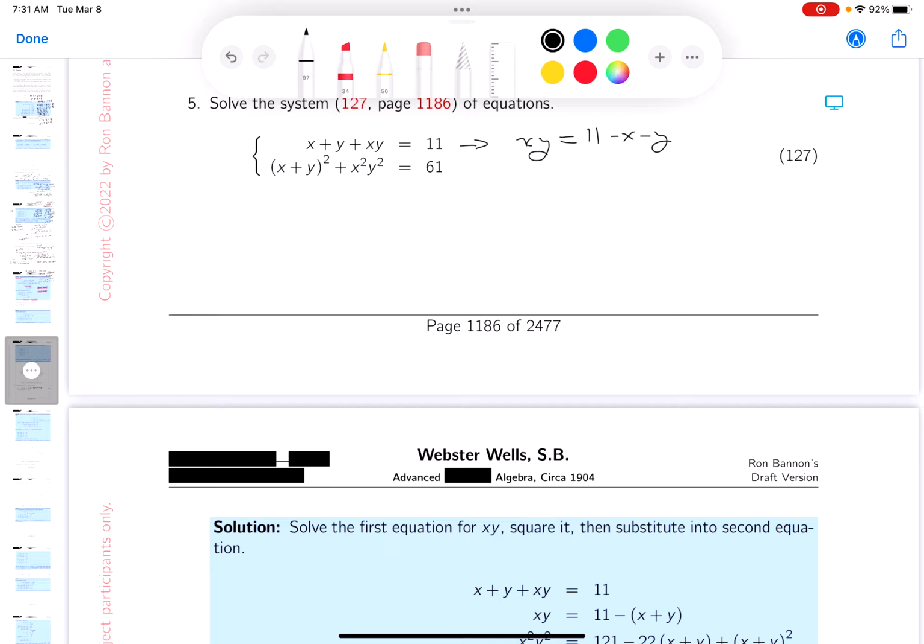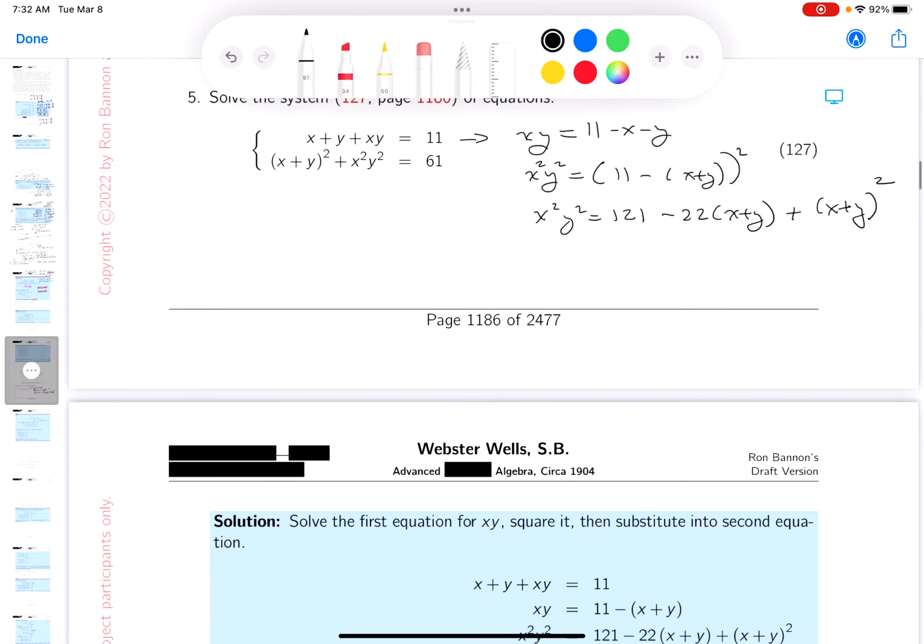Then what I would do is I would square both sides of that. And if you did that, I want to point out what you're going to get. You get (xy) squared, and then you get 11 minus (x plus y) squared. And there's a point to it. x squared y squared, 121, right? And then you're going to get what? Minus 22 (x plus y) plus (x plus y) quantity squared.